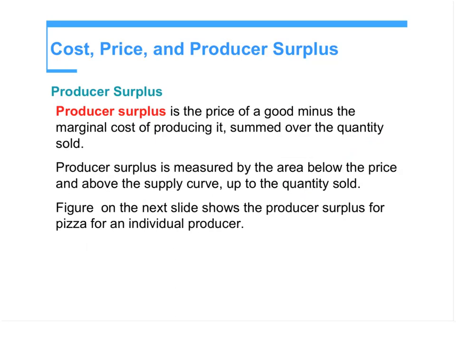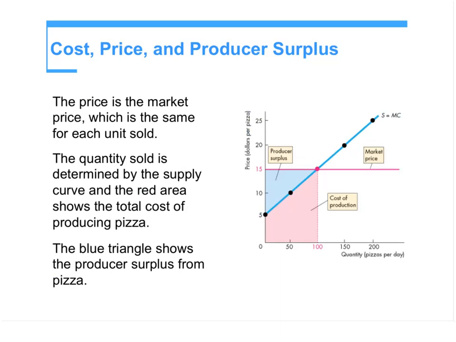So producer surplus is the price of a good minus the marginal cost of producing it, summed over the quantity sold. So producer surplus is measured by the area below the price and above the supply curve up to the quantity sold. So the figure in the next slide shows the surplus of the suppliers.